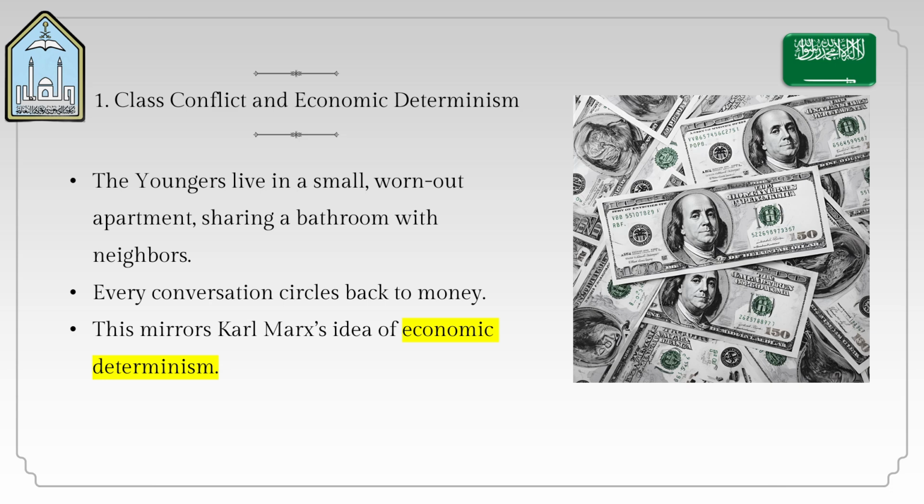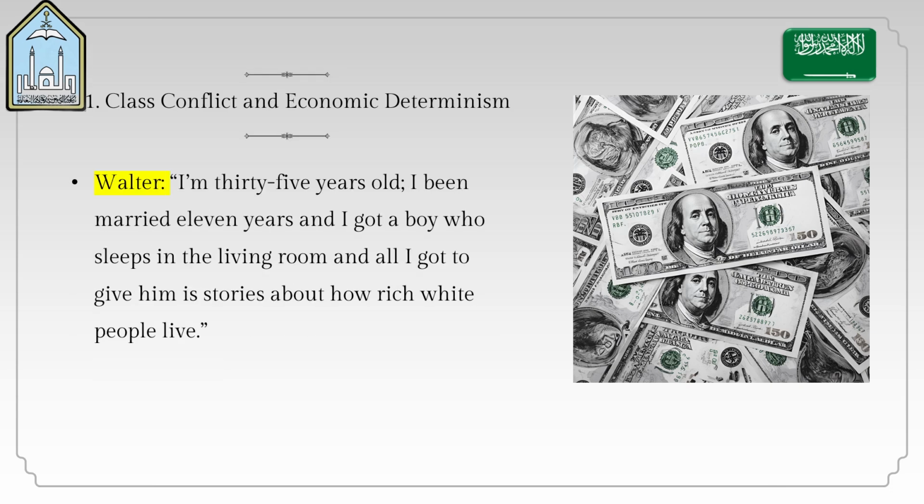So the characters are trapped by their class position. Their dreams depend entirely on financial opportunity. Walter says, I'm 35 years old. I've been married 11 years and I got a boy who sleeps in the living room. And all I got to give him is stories about how rich white people live.